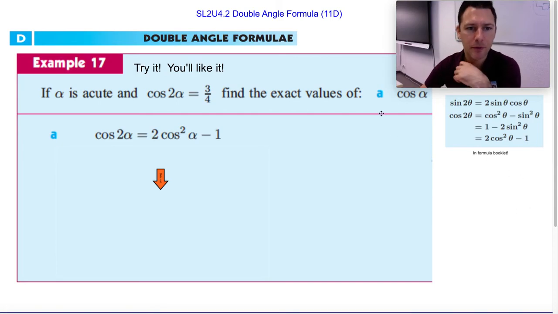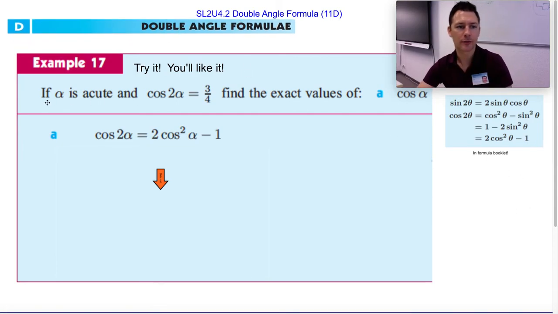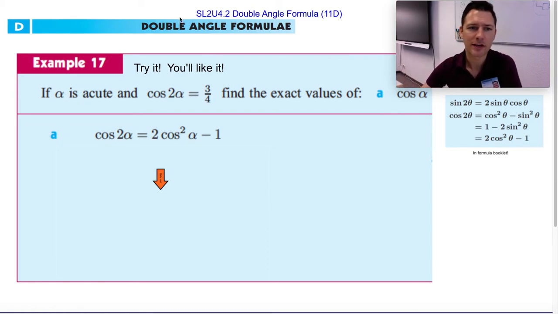Let's try that again. So double angle formula, we know that alpha is acute. That'll help us determine between a positive and negative. We also know that cosine of 2 alpha, double angle, is 3/4. So we want to find the exact value of just regular old alpha. It's not half of this, which is unfortunate.